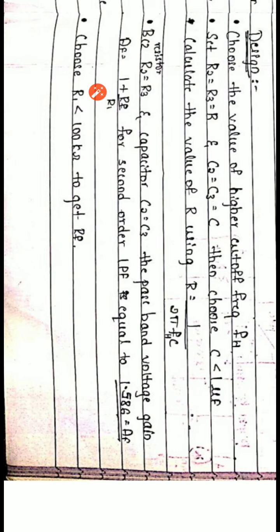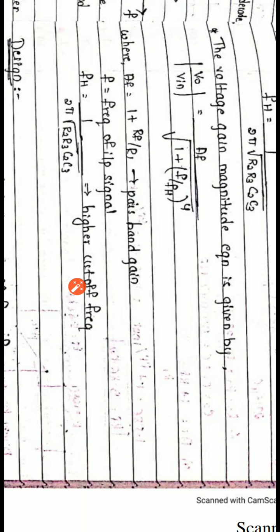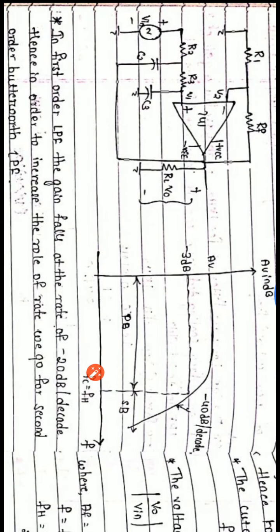These are the standard values used in the second order Butterworth low pass filter and to design the filter. Actually we have a derivation, but in your syllabus you have to use only the standard values. So this is about the second order Butterworth low pass filter. The major difference is that two RC networks are used, hence the gain falls at 40 dB per decade and reaches 0.